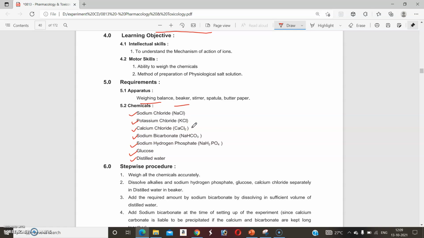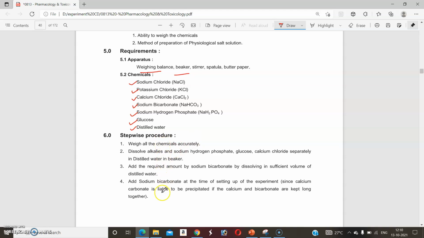So what is my question? What is the use of physiological salt solution? And what are the different chemicals used to prepare this physiological salt solution? I think you got the answers to all these questions. So please listen till the end of this experiment, so you get all the questions answered and clear all the doubts related to this experiment number 6.